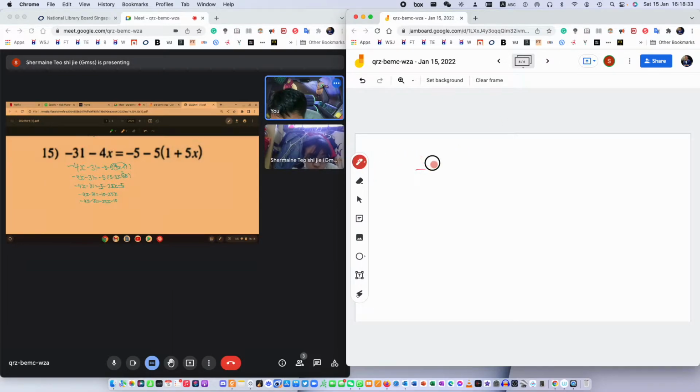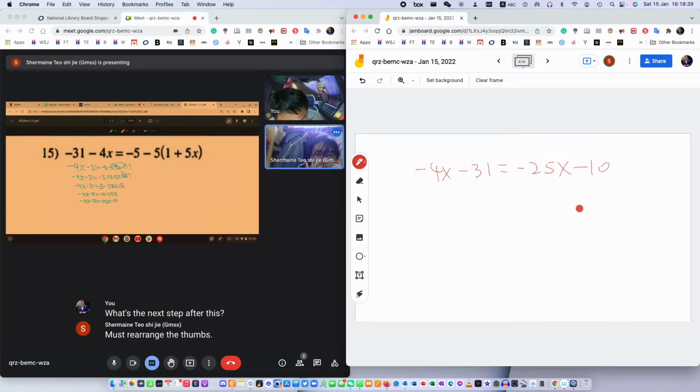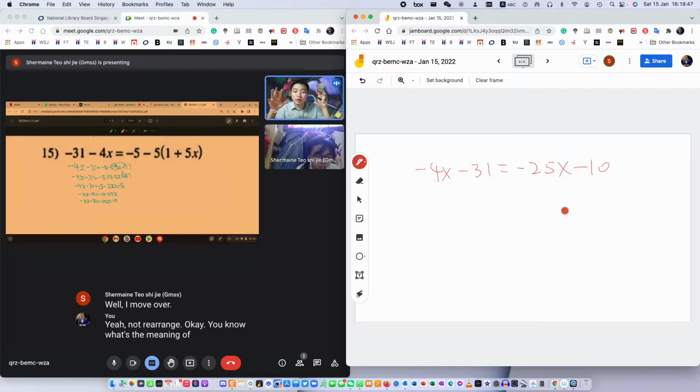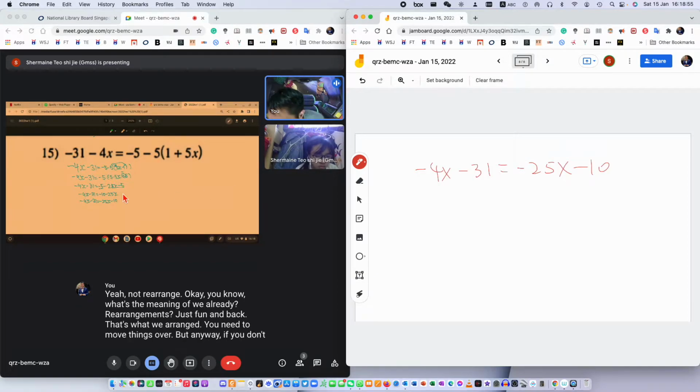What's the next step after this? Must rearrange the term. Not rearrange, it's called move over, right? Yeah, not rearrange. Do you know the meaning of rearrange? Rearrange means just front and back. You need to move things over. But anyway, why did you stop here? I don't understand. Or you don't know what to do after.